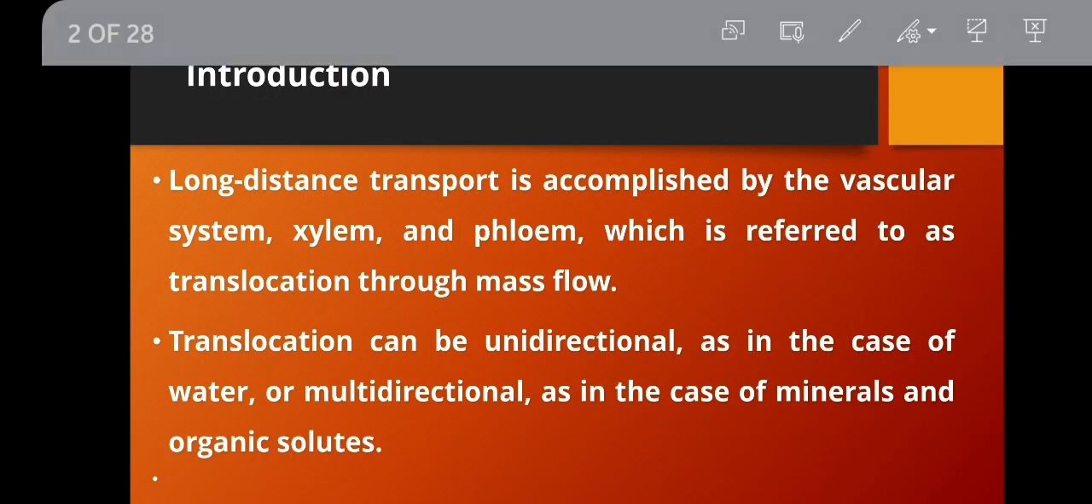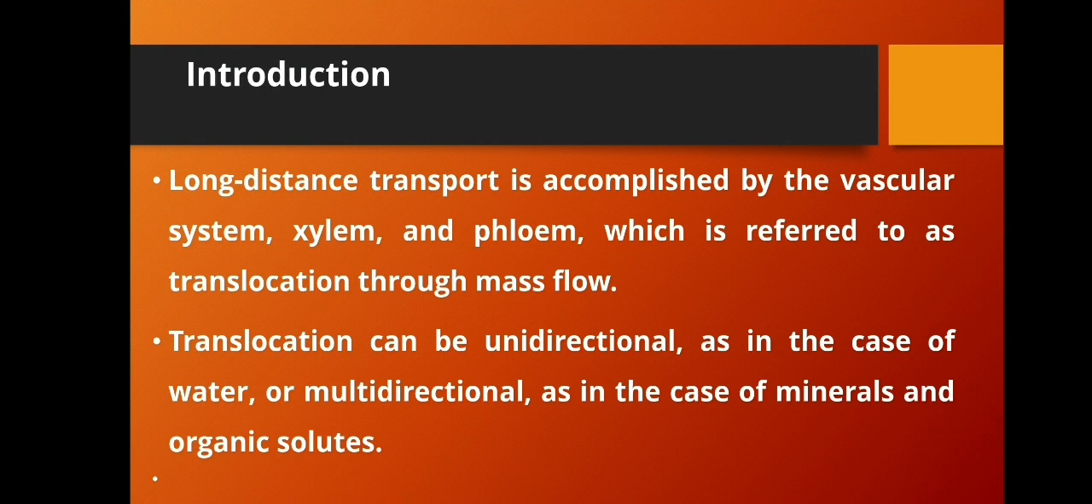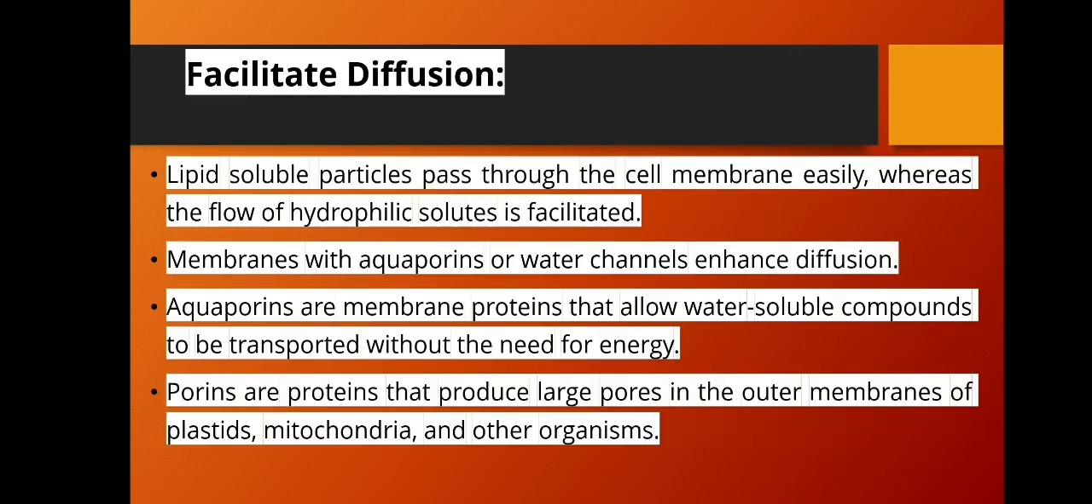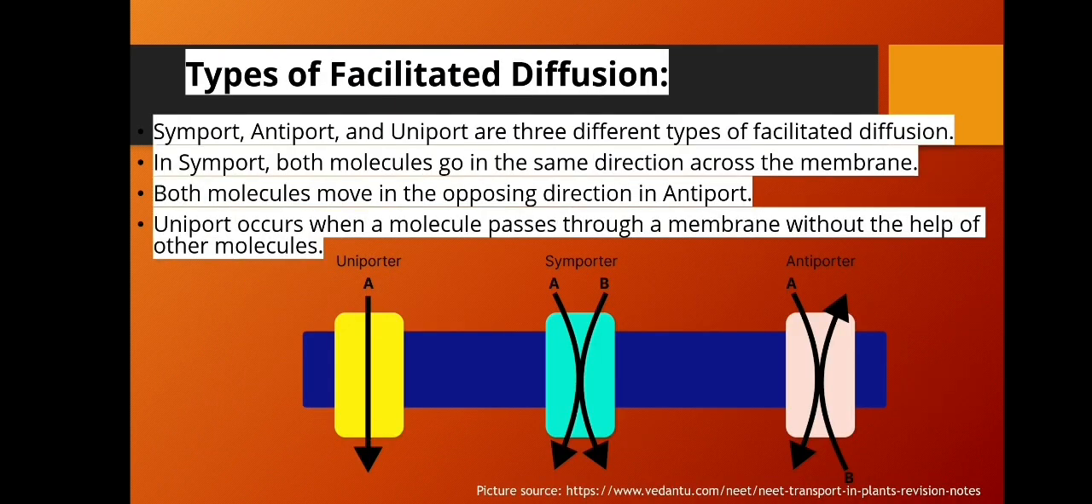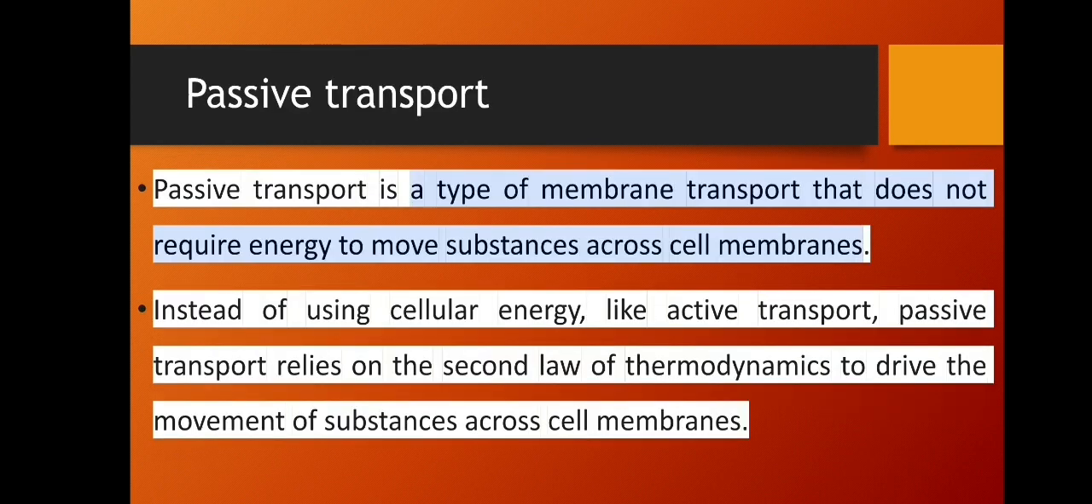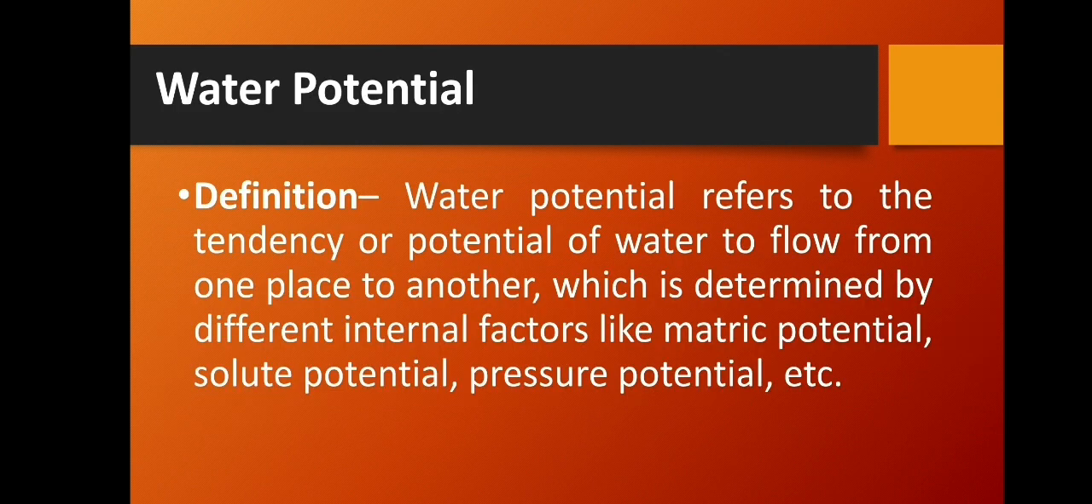Then plant physiology. Under plant physiology, how the transportation of water, minerals, and food occurs inside the plant. It basically occurs by long distance transport and short distance transport. Short distance transport includes diffusion, where the substance moves from its higher concentration to its lower concentration. Then facilitated diffusion, in which diffusion takes place through a special channel protein, and it can be of three types: uniport, symport, antiport. Then active transport means it utilizes energy in the form of ATP. Then passive transport does not take place with the help of energy and does not utilize ATP.